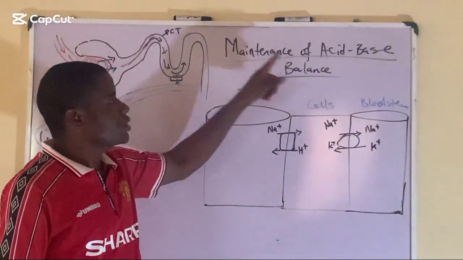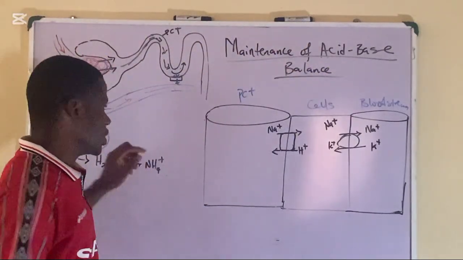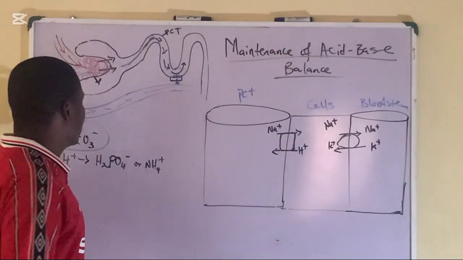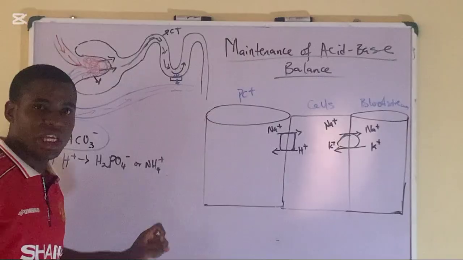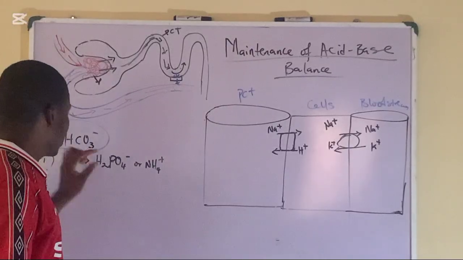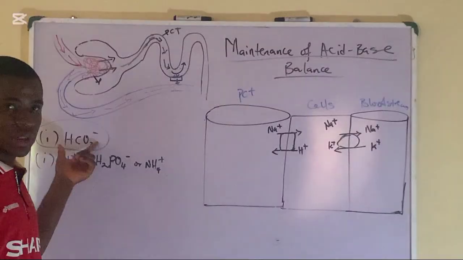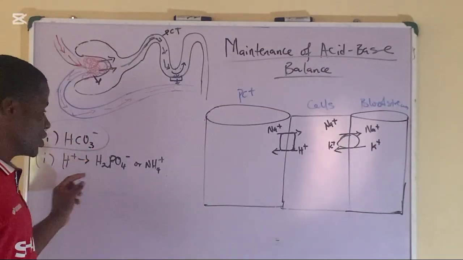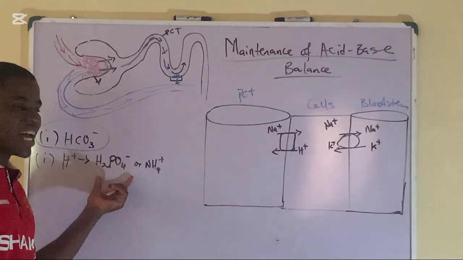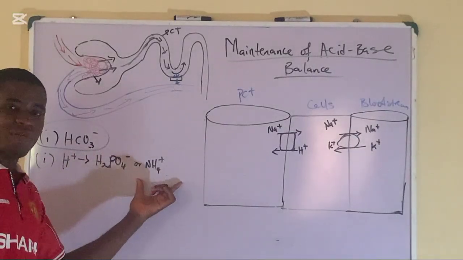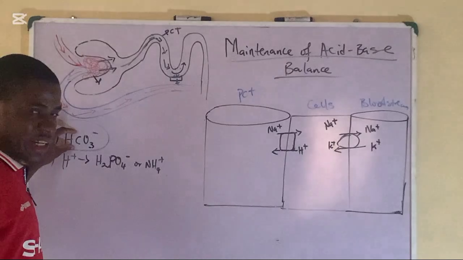Then we have to discuss maintenance of acid-base balance by what? The kidney, actually. This is one of the functions of the kidney. Now, we have to discuss this, and there are two ways the kidney helps in maintaining acid-base balance. The number one is by reabsorption and production of bicarbonate ion, this HCO3 minus. Now, number two is by excretion of hydrogen ion, either in the form of dihydrogen phosphate or in the form of ammonium ion. In this video, we are much concerned with this first stage.